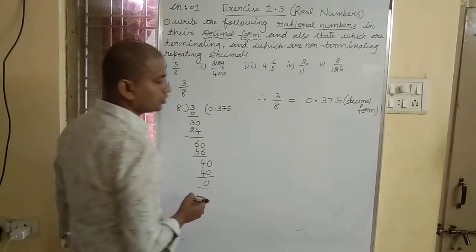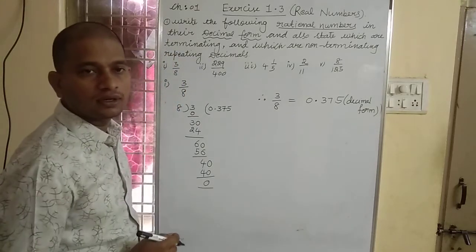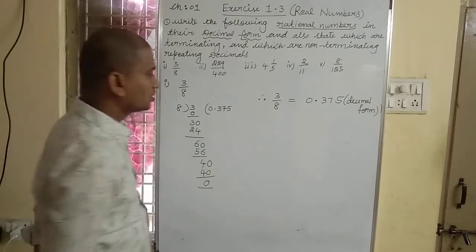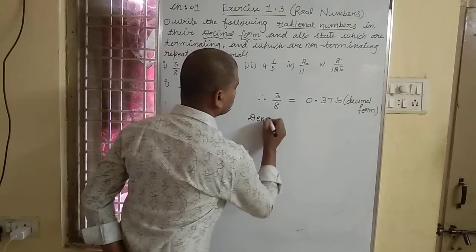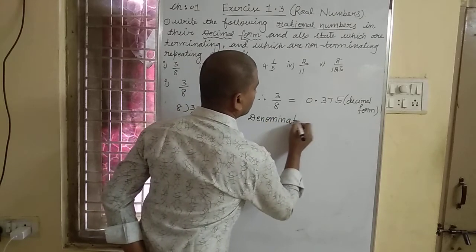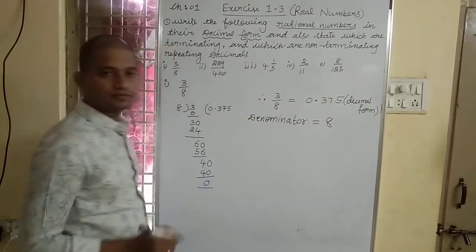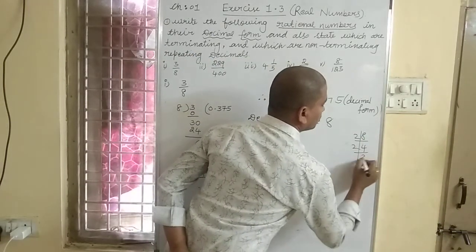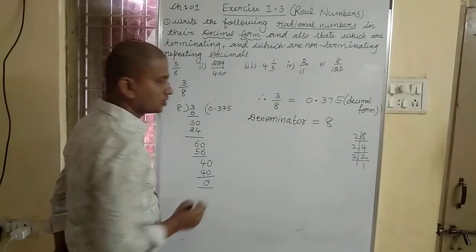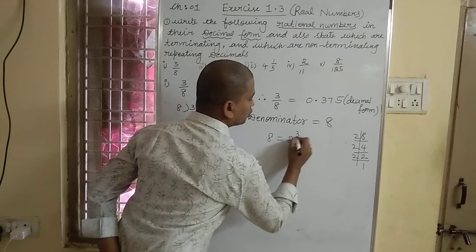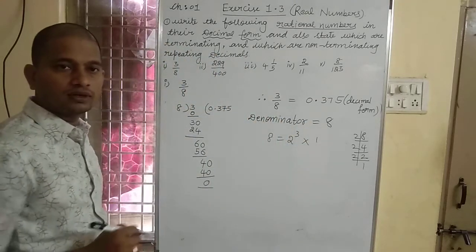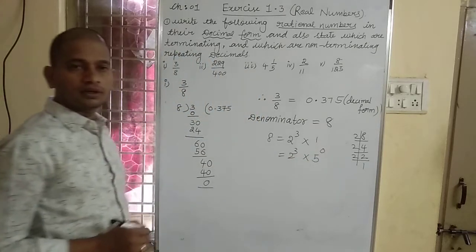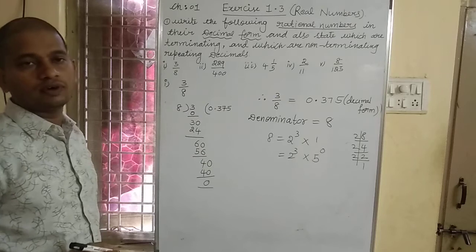So for that, what we have to do? We have to check whether the denominator is in the form of 2 power n into 5 power m or not. So here the denominator is equal to 8. So find out the prime factors of 8. 2 fours are 8, 2 twos are 4, 2 ones are 2. So 8 we can write as 2 cube into 1, and 1 I can write as 5 power 0, anything with the power 0.